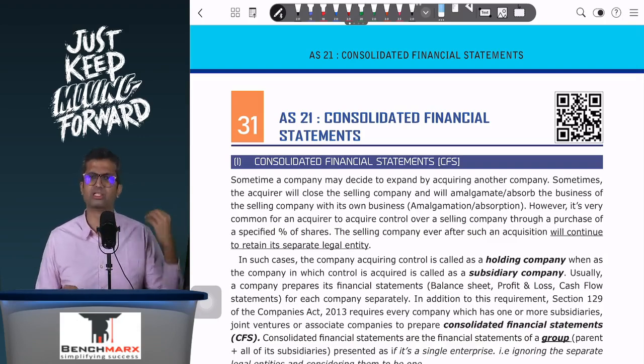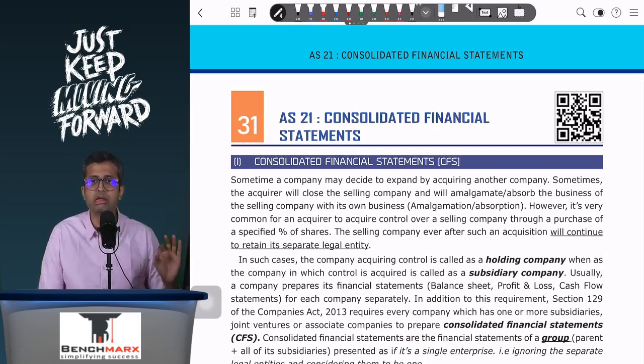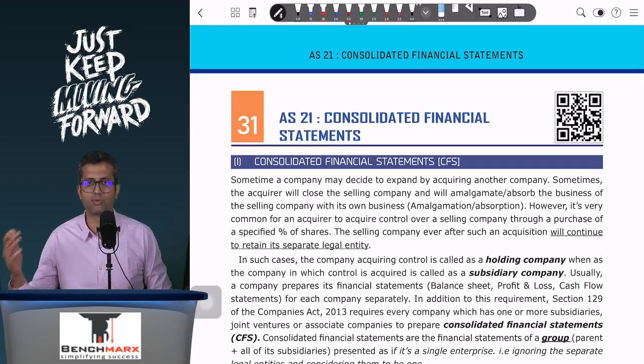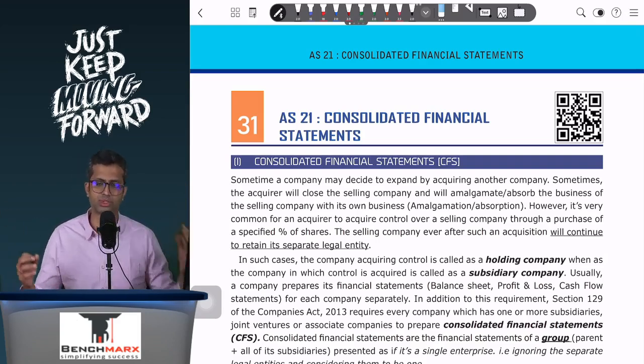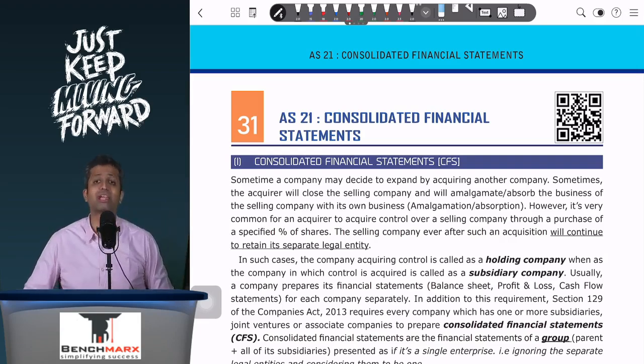When you're looking at consolidated financial statements, there are three standards within the larger bucket of consolidated financial statements. There is AS21, which applies to subsidiaries. There is AS23 for associates, and there is AS27 for joint ventures. Now, before we understand each of them, we need to understand what is meant by consolidated financial statements and what are separate or standalone financial statements.